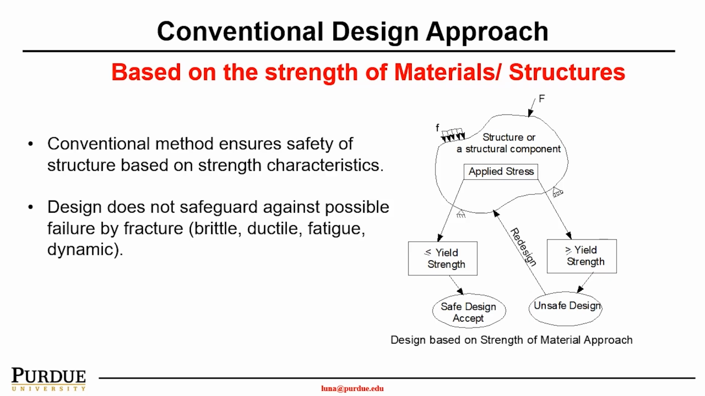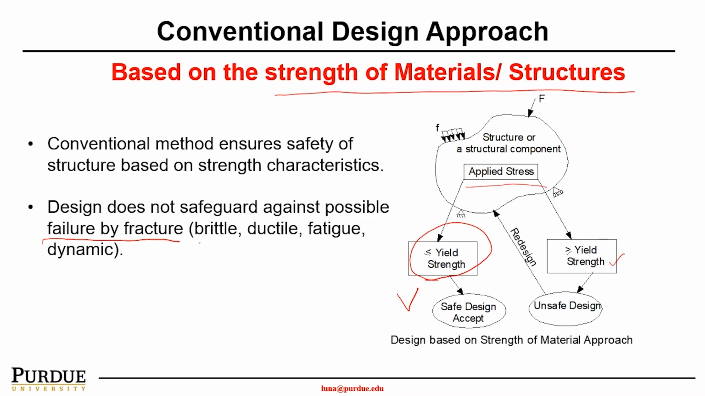The conventional design approach is based on the strength of the material or structure. So when I have a structure and an applied stress, as long as the applied stress is smaller than the yield stress, this is a safe design. If the applied stress is bigger than the yield stress of the material, then this is unsafe. We need to go back and redesign. However, this design does not safeguard against possible failure by fracture.